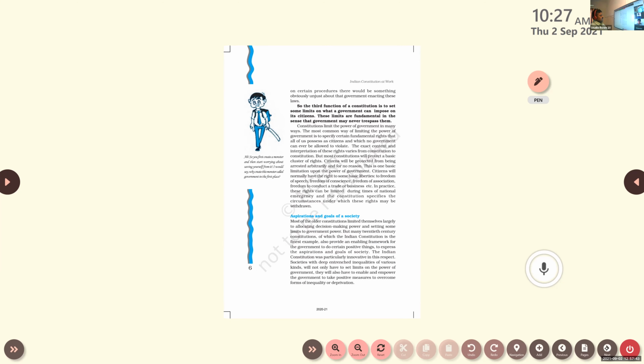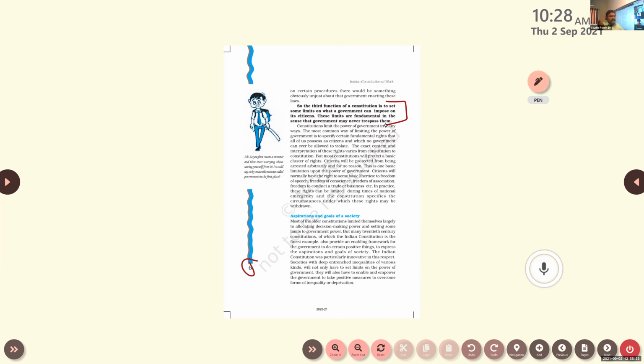So we discussed the two functions of the Indian Constitution. And the third function, you can see on page number 6. The third function of the Indian Constitution is to set some limits on what a government can impose on its citizens. These limits are fundamental in the sense that government may never trespass them. Clear? So what are the fundamental rights in the Constitution of India? No government is able to trespass these fundamental rights.